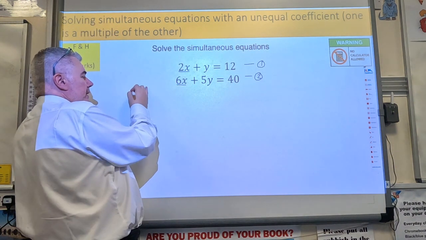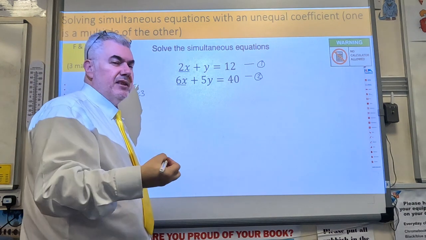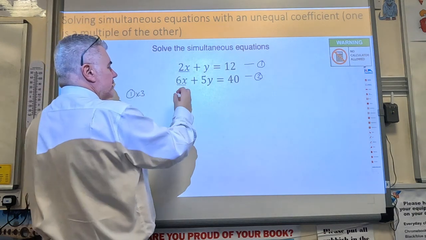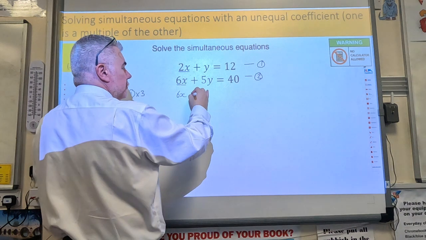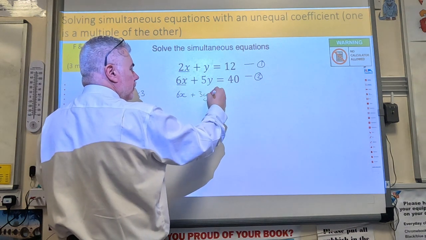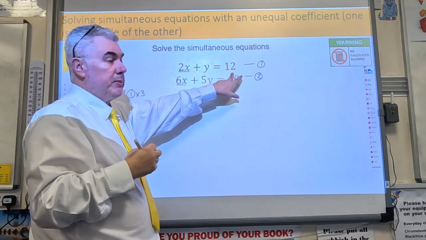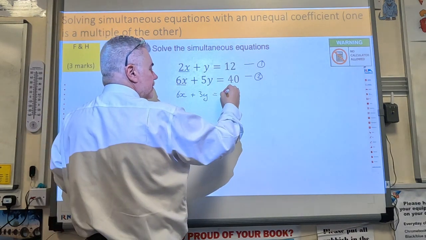I'm going to multiply equation 1 by 3. I need to be sensible. I need to multiply the whole thing by 3. So 2x times 3 is 6x. Y times 3 is plus 3y. I need to make sure to multiply this as well. The whole thing needs to be multiplied by 3. 3 times 12, 12, 24, 36.